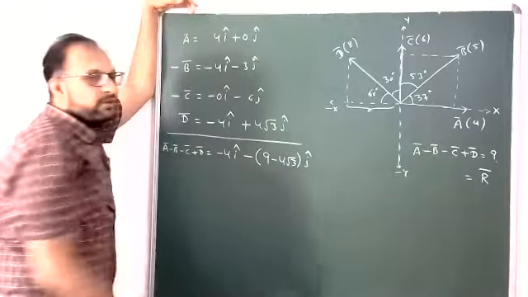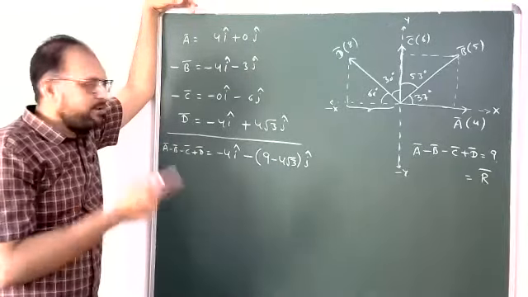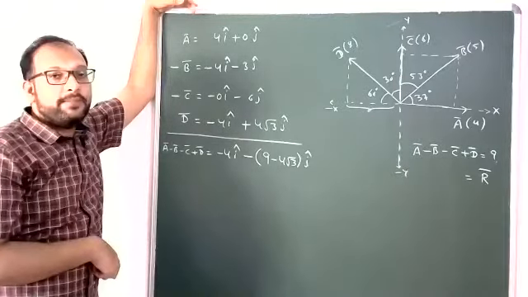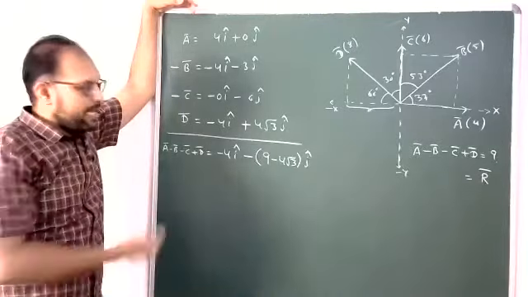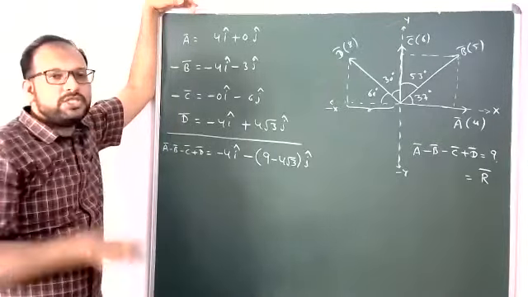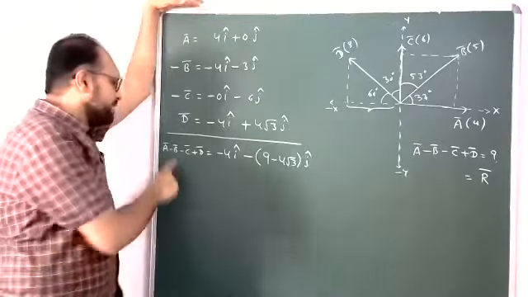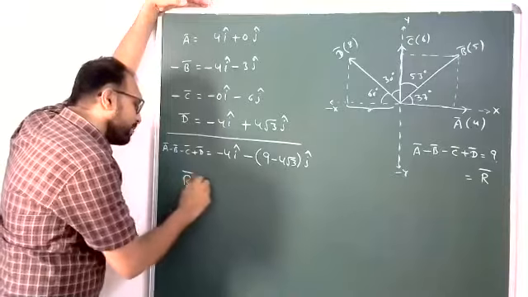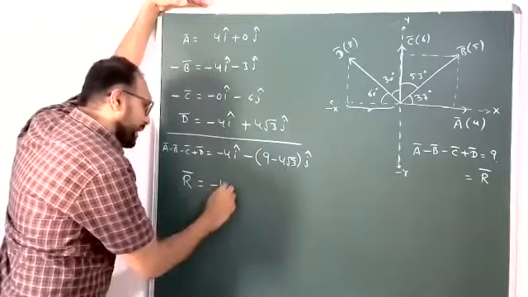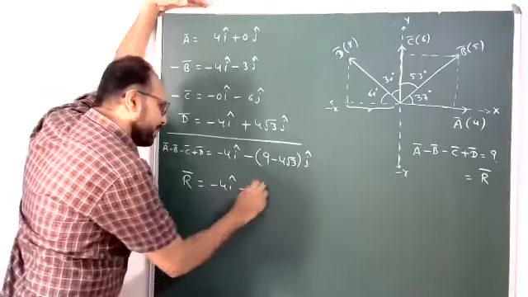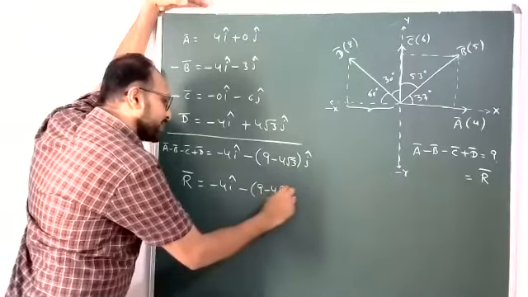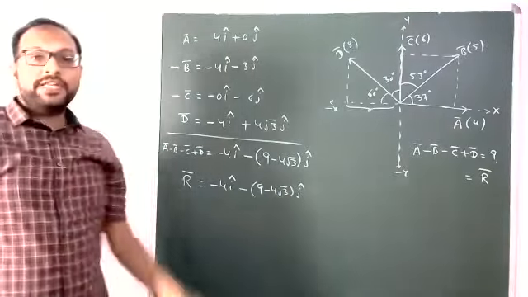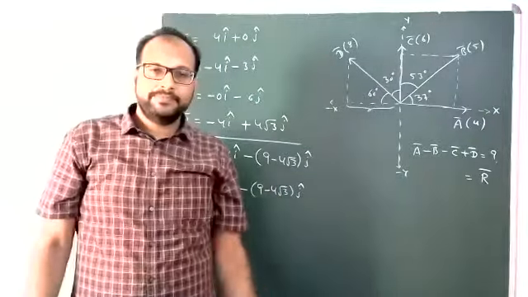9 minus 4 root 3 is positive, because 4 root 3 is only 4 into 1.73, which is still less than 8. 9 minus 8 is positive. Yes, so students, A bar minus B bar minus C bar plus D bar, that is R bar, equals minus 4 i cap minus of 9 minus 4 root 3 j cap. So the vector format is completed.